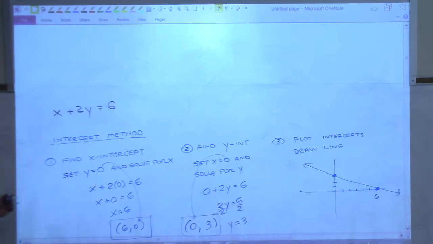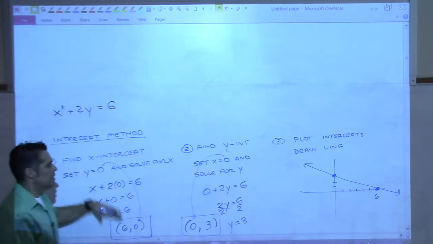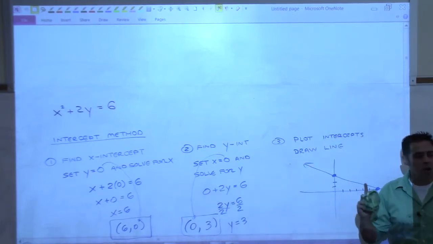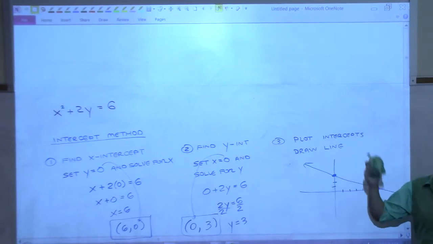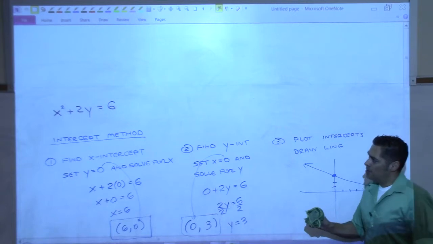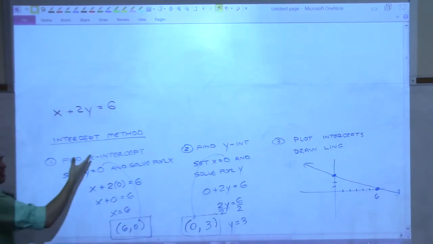Just out of curiosity, what if I change this x to x squared? Can we do the same thing and draw a straight line? No, this is no longer a line. This happens to be what we call a parabola. But the important thing about graphing lines is that you have to understand that what you're looking at is a line. So what is it that makes this a line?